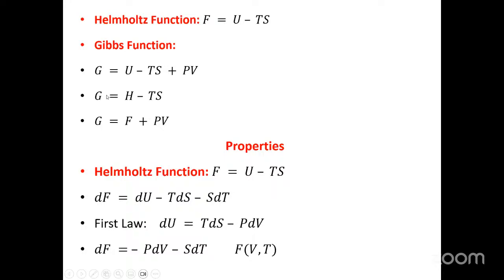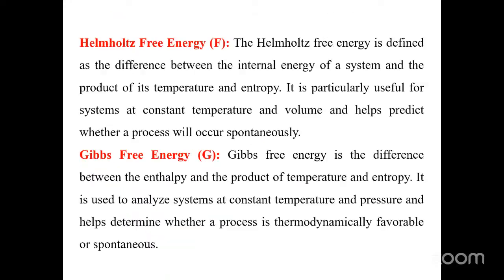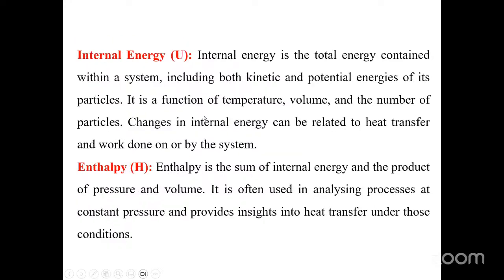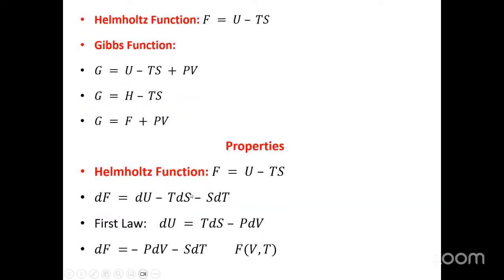So the Gibbs function, we will write G is equal to U minus TS plus PV. H is equal to U plus PV, G is equal to F plus PV. All of you observe these three equations, how we are getting this F plus PV. Here we have constant temperature and pressure, and temperature and entropy, and here also temperature, we are changing the temperature and volume, and here pressure and volume. These terms only I am using here.